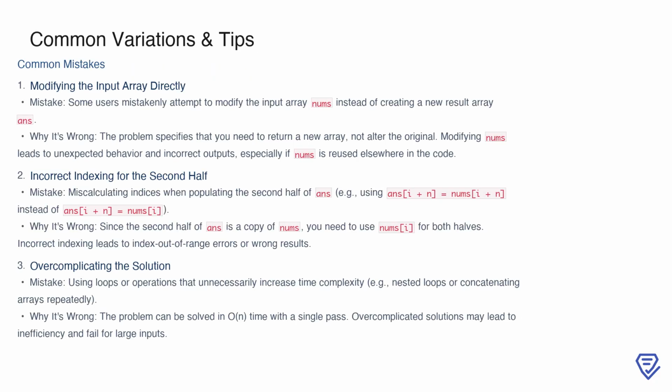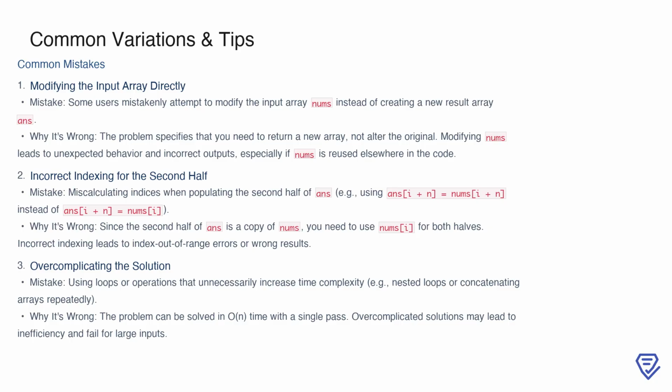When working on this problem, there are a few common mistakes to watch out for. First, modifying the input array directly can lead to unexpected behavior. The problem specifically asks for a new result array, so altering the original nums array might not only produce incorrect outputs but also disrupt its reuse elsewhere in your code.